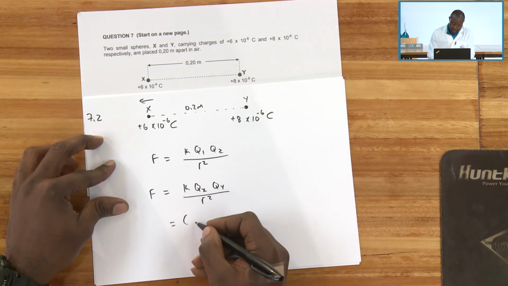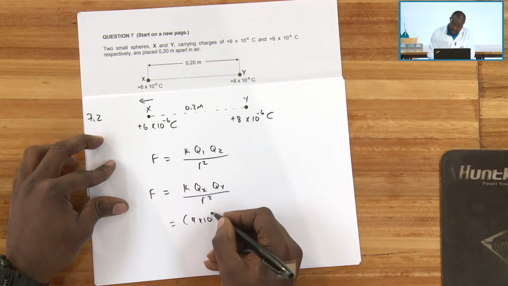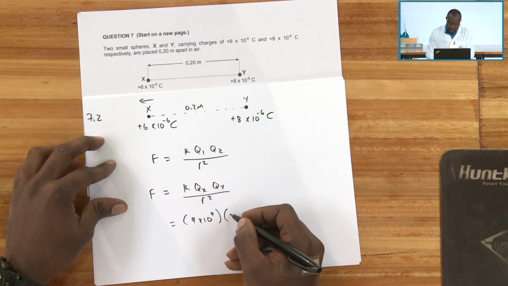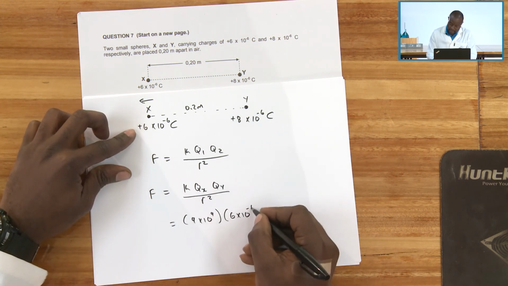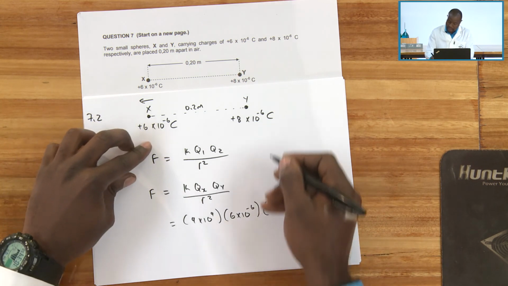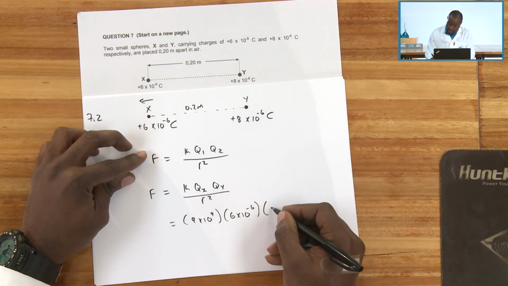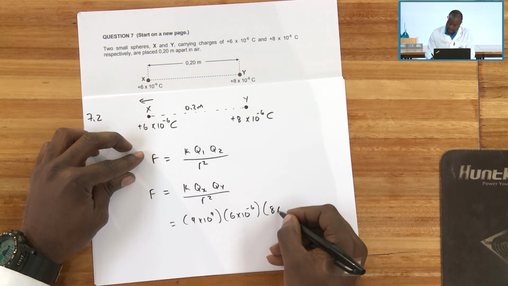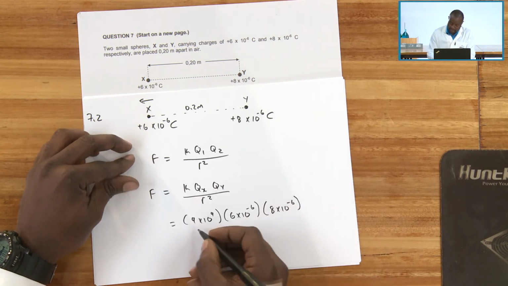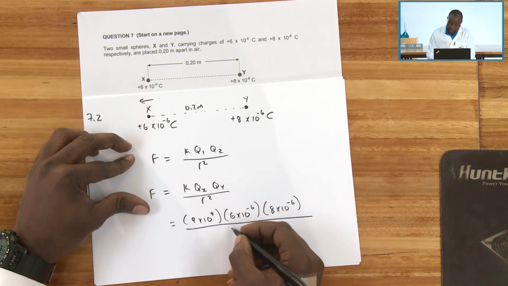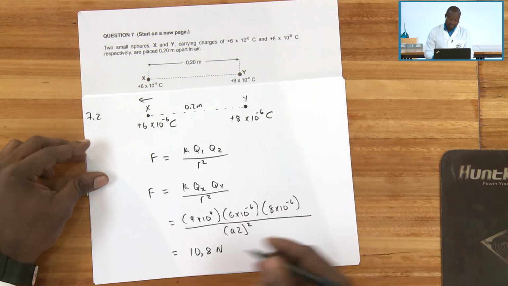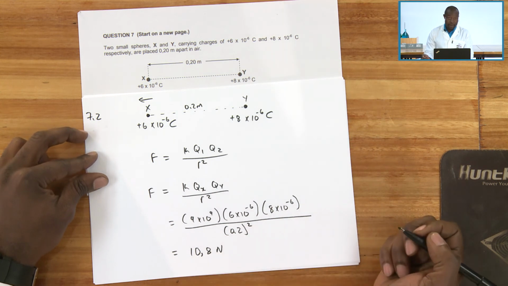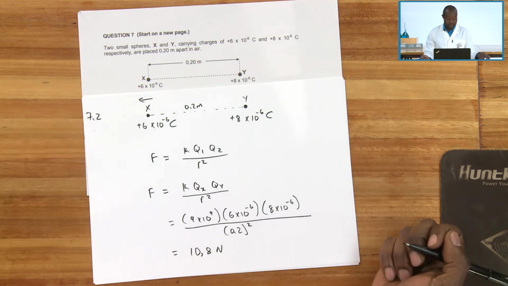So our K is a constant, and the value is 9 times 10 to the power of 9. Qx is this charge, 6 times 10 to the power of negative 6. Qy is that charge, 8 times 10 to the power of negative 6. Our R is 0.2 squared. So our final answer is going to be 10.8 newtons.